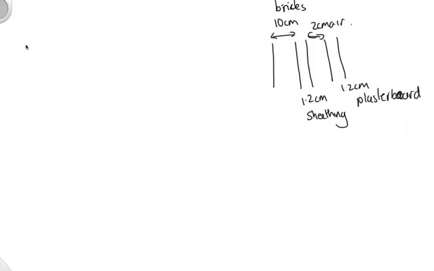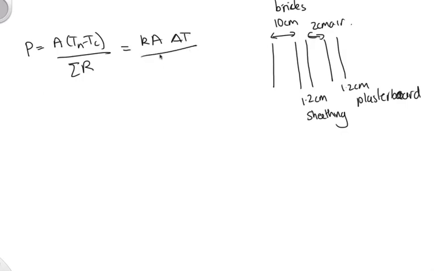And we know that P is equal to A dH minus TC over the sums of the R values, and this is equal to KA delta T over L, and so we know that the sums of the R's is equal to L on K. And so all we need to do is add the L on K for each of these different materials. So we'll need to look that up in the table.